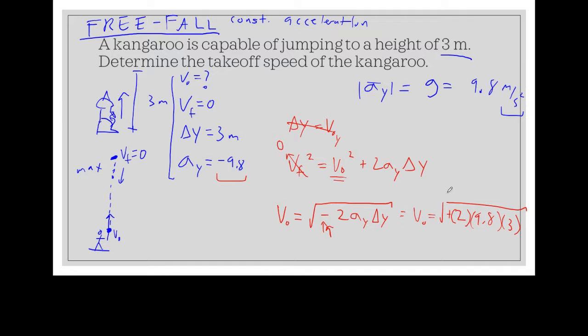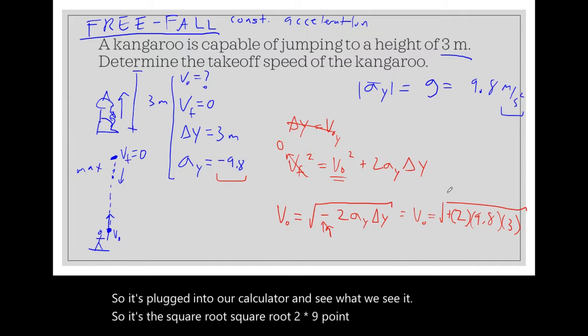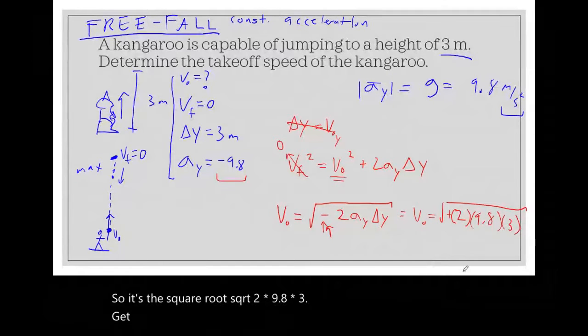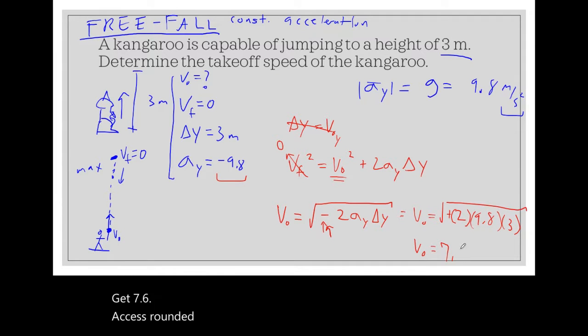So let's plug that into our calculator and see what we get. So it's the square root of 2 times 9.8 times 3. We get 7.6. Actually, just round it up to 7.7.